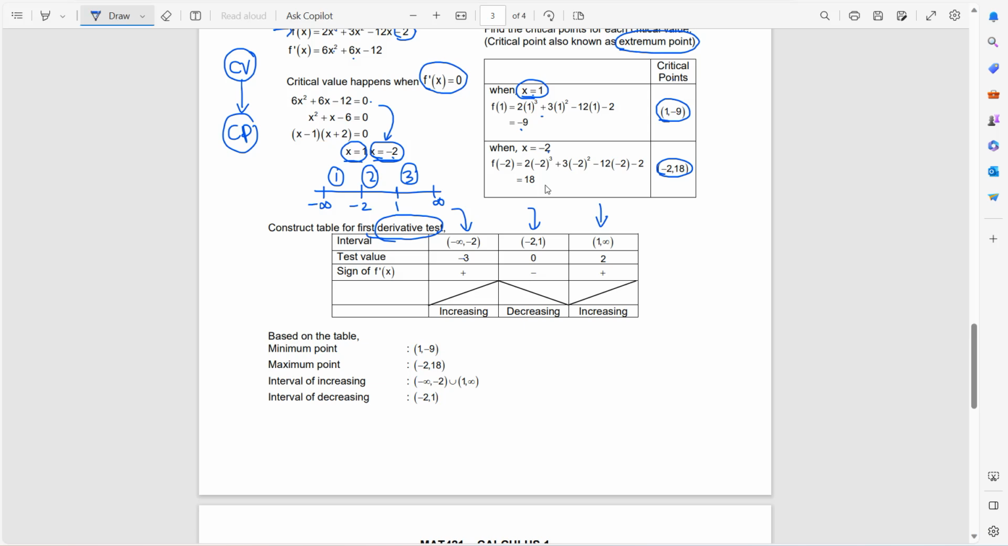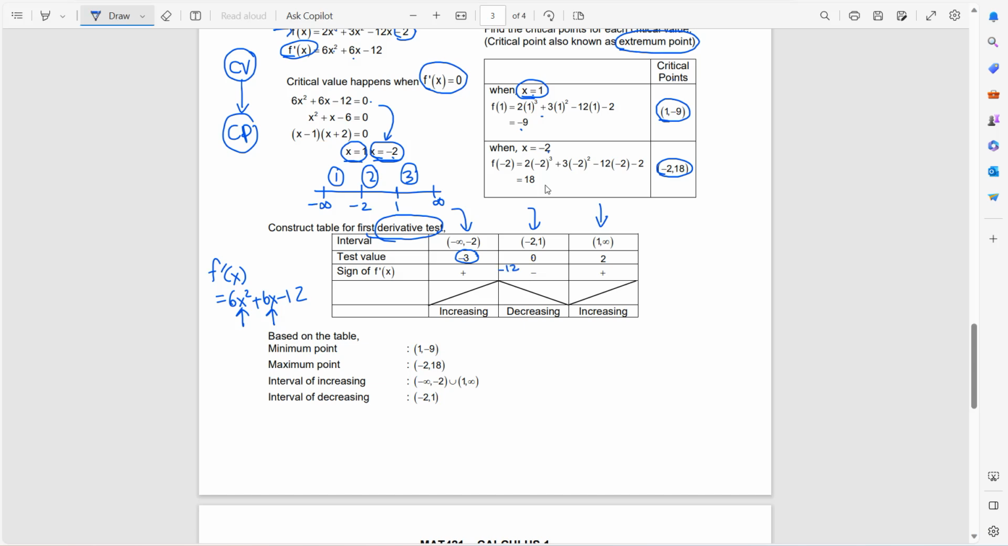So for this one we choose negative 3, this one we choose 0, this one we choose 2. And then we test our values in our first derivative. Our first derivative equals 6x squared plus 6x minus 12. So we take negative 3, substitute into x here and x here, you get a positive value. Take this one, substitute 0, you get negative 12.